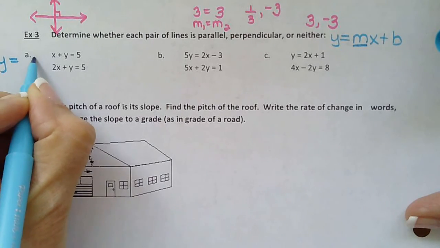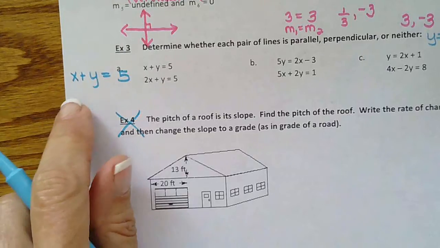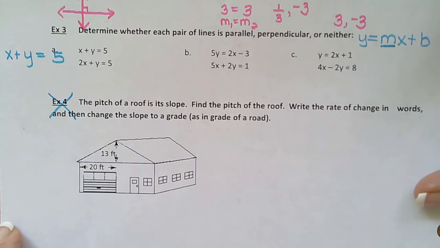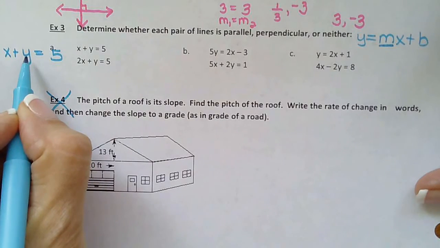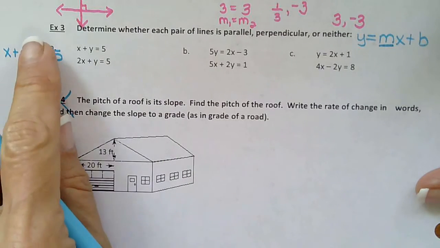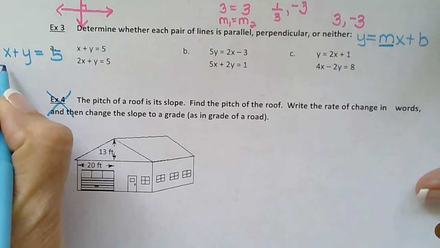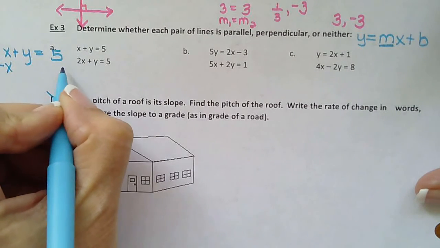Remember when we were solving for different variables, solving formulas? So if we have x plus y equals 5, and I need to make it look like y equals mx plus b, that means I need to get y alone. So what would I do to get y alone? I don't want to move it. If I need to move this, I have to do the opposite. So the opposite of add x is subtract x.